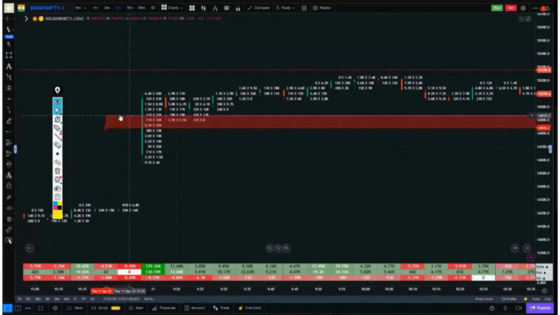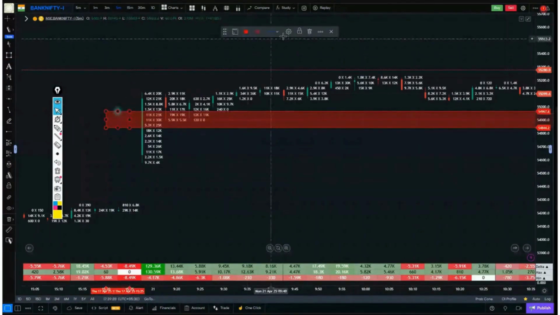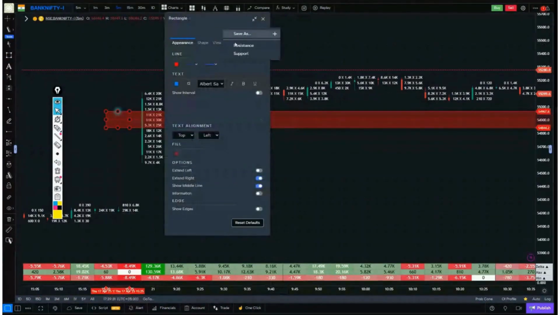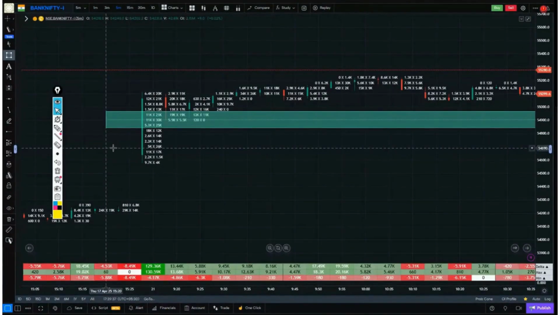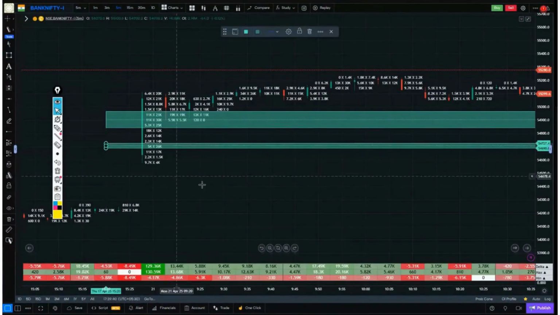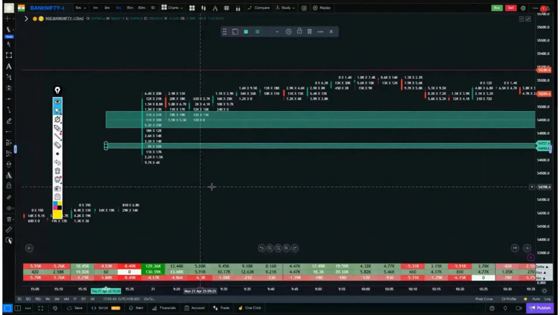Buying of 26K, 25, 30K, 21K, 21K. I think the most buying happened here, and a big buying of 26K happened here. So until the market breaks the buyer's zone, the bullishness remains.